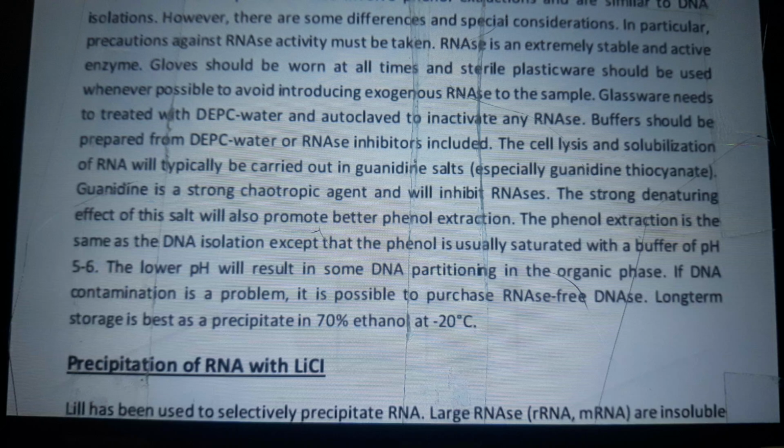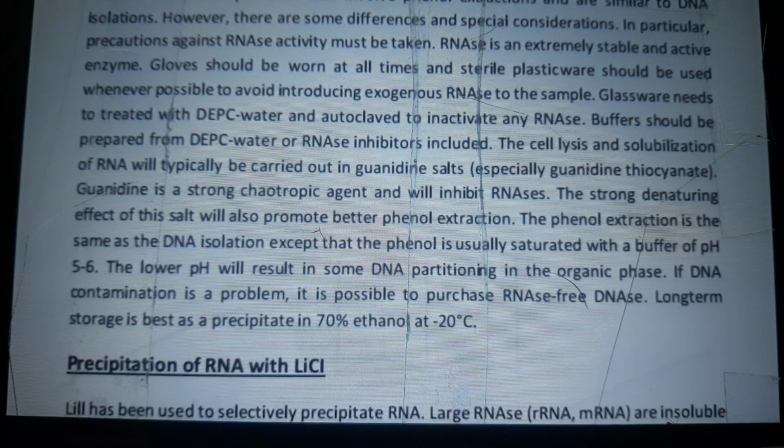Gloves should be worn at all times, and sterile plasticware should be used whenever possible to avoid introducing exogenous RNase to the sample. Glassware needs to be treated with DEPC water and autoclaved to inactivate any RNase. Buffers should be prepared from DEPC water or RNase inhibitors included.